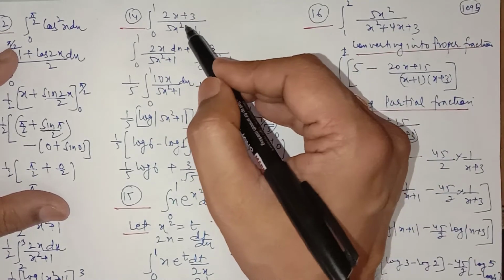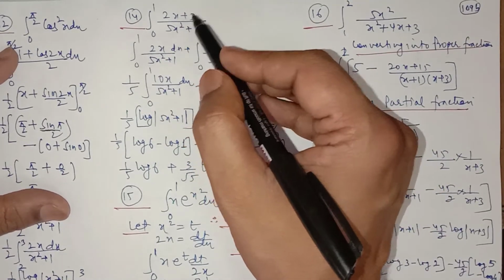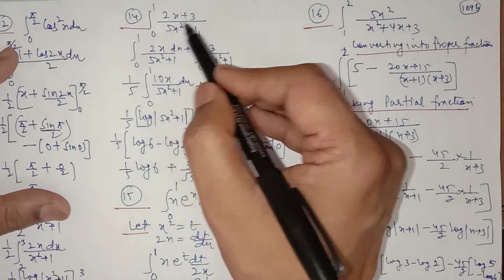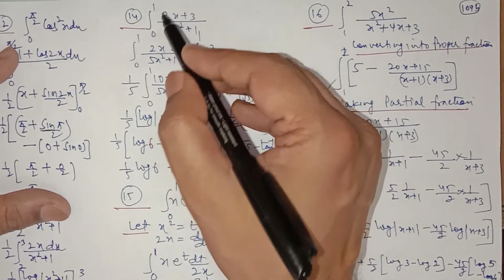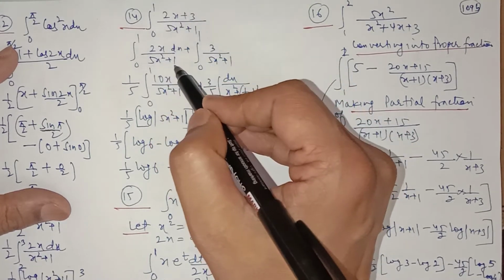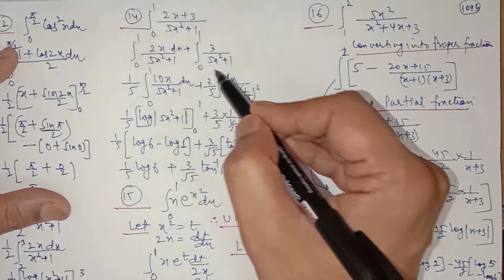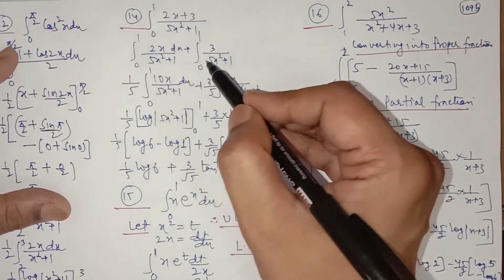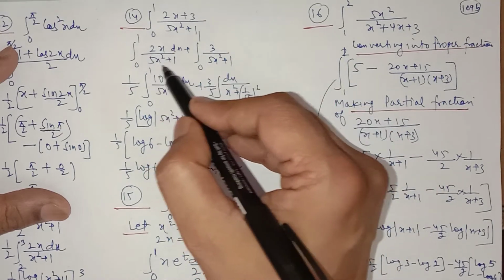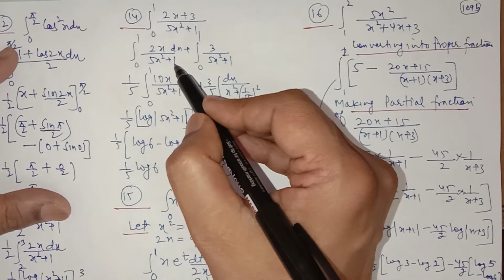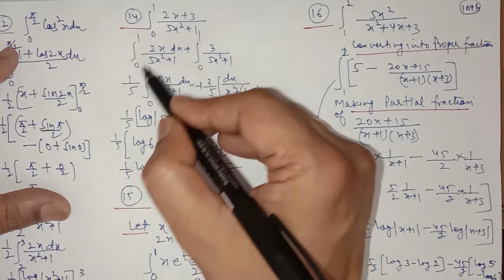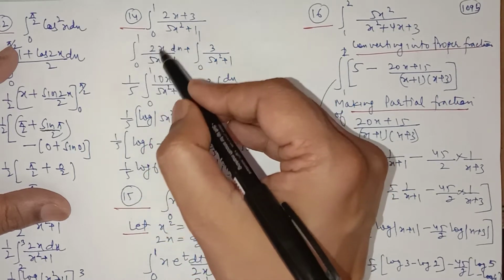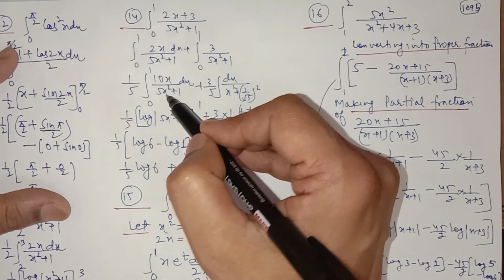In question number 14, it is again a linear upon quadratic type question in which you have to obtain the derivative of the denominator in the numerator. So first of all, break this integral into 2, that is from 0 to 1, 2x upon 5x square plus 1, plus 3 upon 5x square plus 1, and the definite integral is 0 to 1. Now the derivative of 5x square plus 1 is 10x. So you have to multiply numerator and denominator by 5, so that we will obtain the derivative of the denominator.